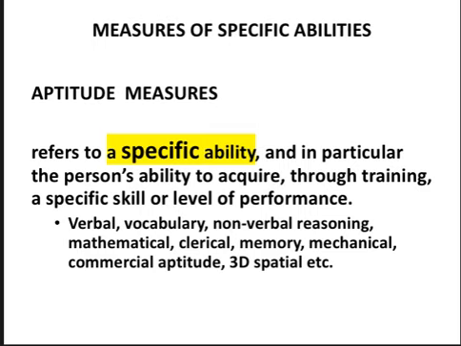Okay, aptitude measures. So we've covered IQ tests. Now we will deal with aptitude tests. And these refer to a specific ability, the person's ability to acquire, through training, a specific skill or a level of performance. So we can assess one's verbal potential, numerical potential, clerical, commercial, etc.